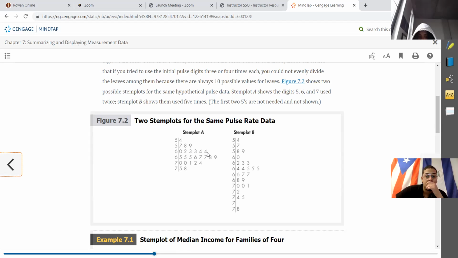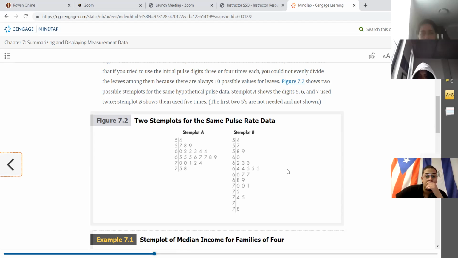Get the idea? So this also displays the shape of the numbers, the distribution. You can see whether it's skewed left, skewed right, or symmetric. But it also displays all the numbers. So the difference between a stem plot and a histogram is that a stem plot shows all the numbers and the histogram does not. But they are both displaying quantitative data.